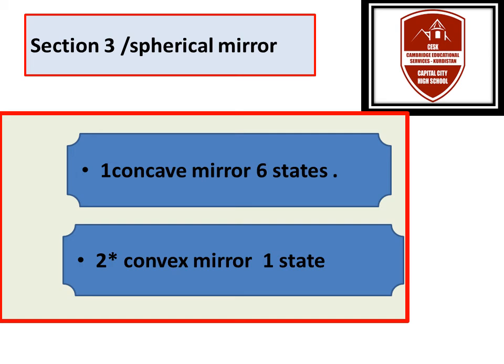Concave mirror has P positive, Q positive, and F focal point positive, all positive, unless in the 6th state, where Q is negative. With a convex mirror, we have 1 state. It was virtual, upright, smallest. Okay.